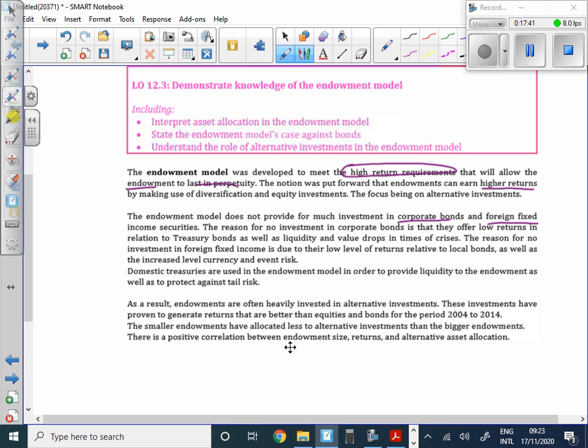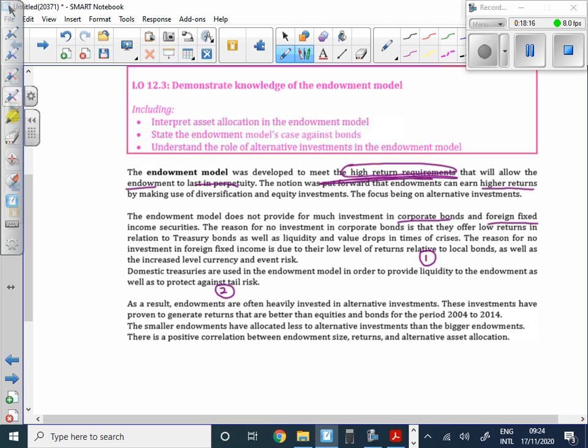However, what's interesting is that even though US treasuries offer very low returns, they do like to invest in domestic treasuries in this model, for two reasons. Number one, it provides very good liquidity because you can get in and out very quickly, and it does act as a protector against tail risk because they are very secure investments. If that were so, and what we said in the beginning, that the endowment model is there to try and meet high return requirements, well, if we're investing in US treasuries with low returns, where is my high return coming from?